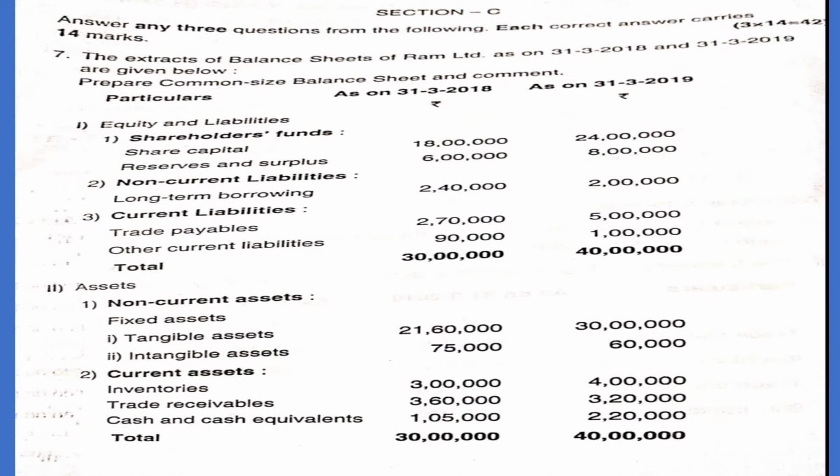Today we'll solve the 2020 Management Accounting question paper problem of 14 marks. The question goes like this. The extracts of the balance sheet of RAM Limited as on 31/3/2018 and 31/3/2019 are given below. You have to prepare the common size balance sheet and write the interpretation. Comment is nothing but interpretation. So the question goes on with particulars as on 31/3/2018 and 31/3/2019, and according to the format the question is given.